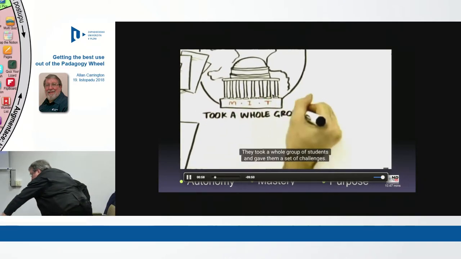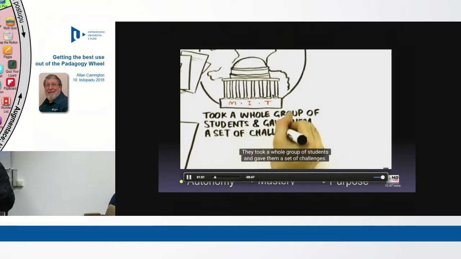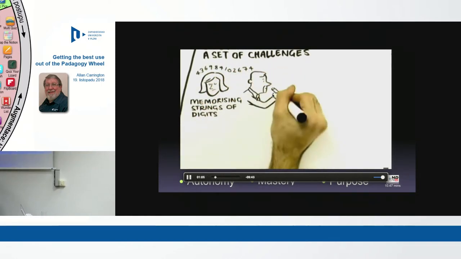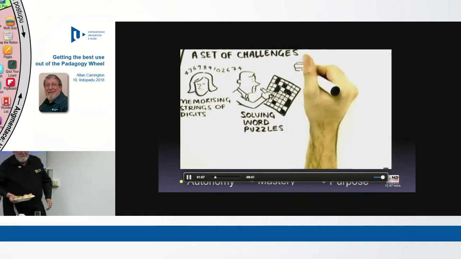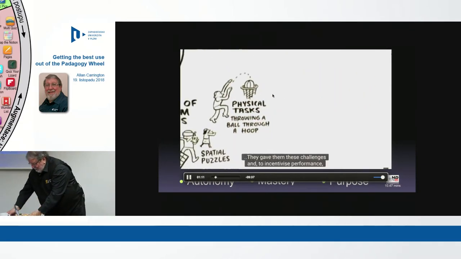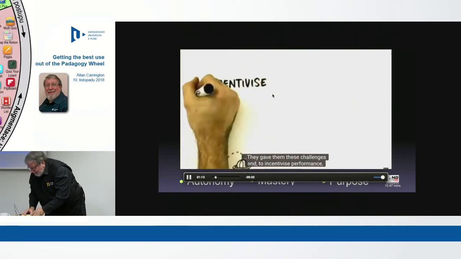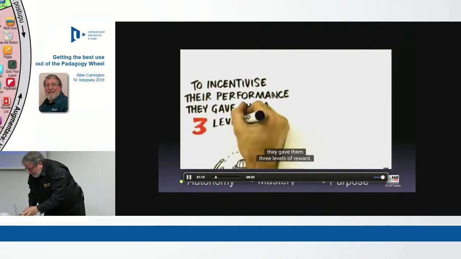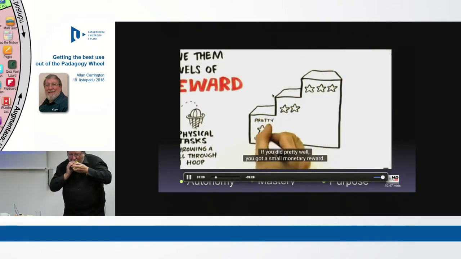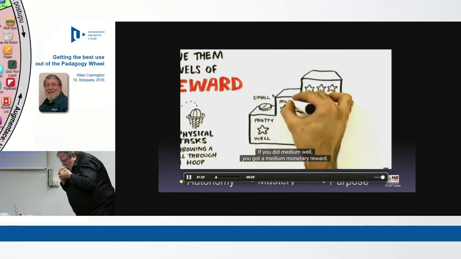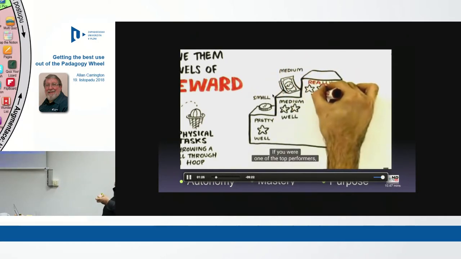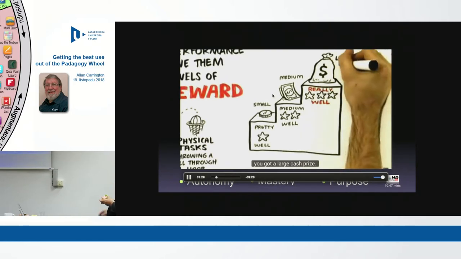Here's what they did. They took a whole group of students, and they gave them a set of challenges. Things like memorizing strings of digits, solving word puzzles, other kinds of spatial puzzles, even physical tasks like throwing a ball through a hoop. They gave them these challenges, and to incentivize their performance, they gave them three levels of rewards. So if you did pretty well, you got a small monetary reward. If you did medium well, you got a medium monetary reward. And if you did really well, if you were one of the top performers, you got a large cash prize.